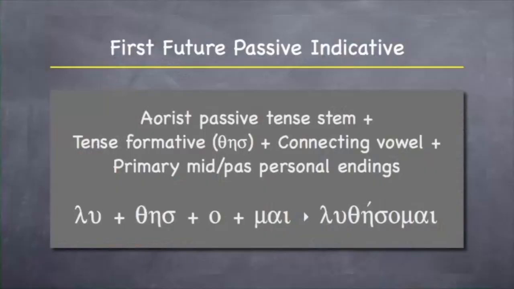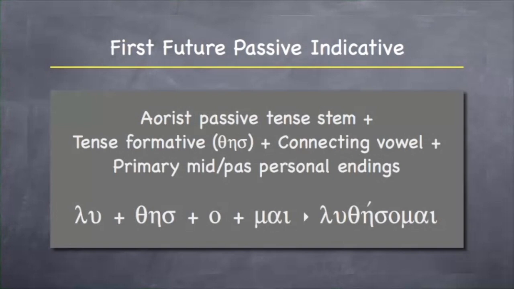So the first future passive is formed with the unaugmented aorist passive tense stem. And then to that is added the tense formative. And the future passive tense formative is theta eta sigma. Now, I don't know if this is actually how the Greeks went about forming these, but in terms of memory work, it's kind of nice. The theta eta, you're used to thinking in terms of the aorist passive, and the sigma, you're used to thinking in connection with the future active, right?